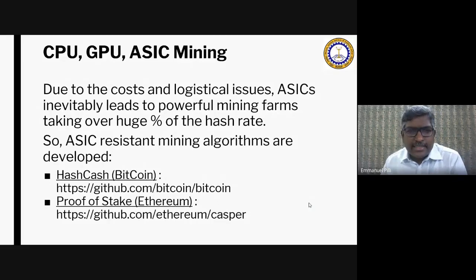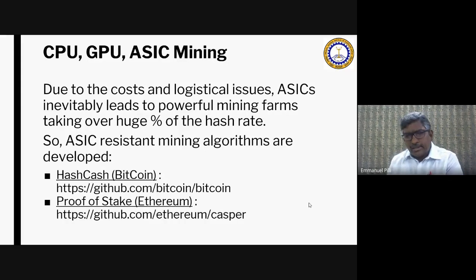And then ASICs inevitably lead to powerful mining farms taking over a huge percentage of the hash rate, and hence people started developing what are called ASIC resistant mining algorithms. One of my MTech students has worked on this, called Hashcash, which was a proposal available on GitHub. There is a proof of stake for Ethereum, also available, called Casper. They both are available on GitHub. Please look at these codes, and people have started developing mining algorithms.